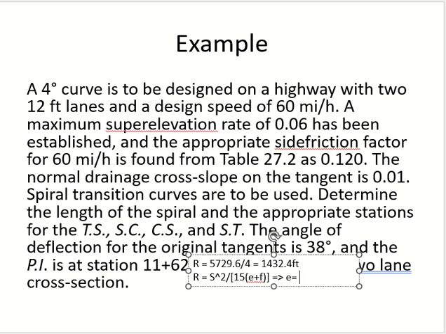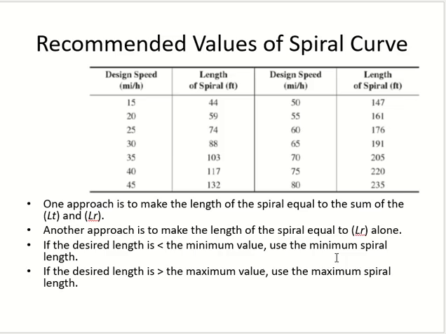0.047. So the maximum is 0.06 and your actual is 0.047. It is less than the maximum, which is fine. If it was 7%, then I would take the maximum and recalculate the radius, because then the radius would not be acceptable. Clear?